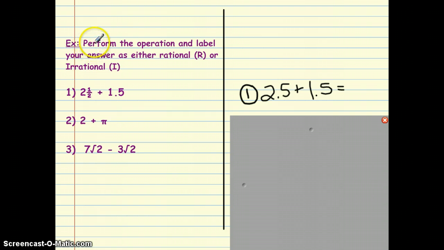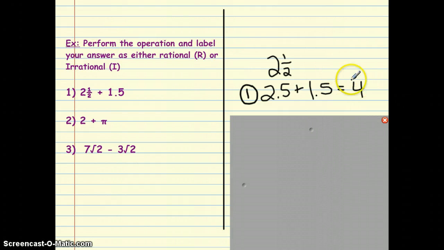We are going to do two things. We're going to perform the operation, and then we're going to label our answer as either rational or irrational. So in this first problem, we have 2.5 and 1.5. The first thing we're going to do is just add 2.5 and 1.5. And 2.5 plus 1.5 is 4.